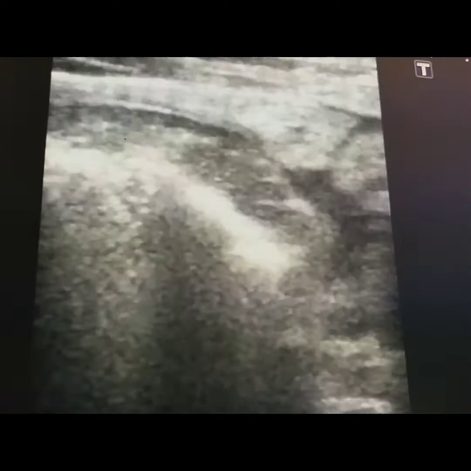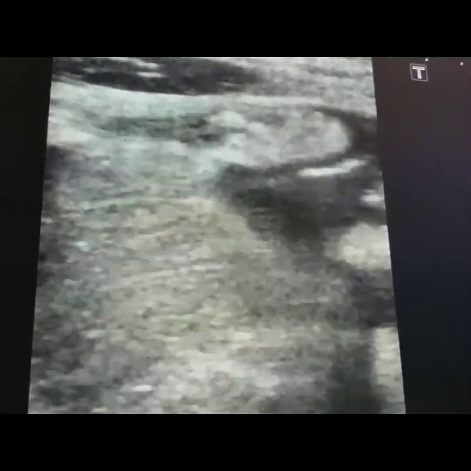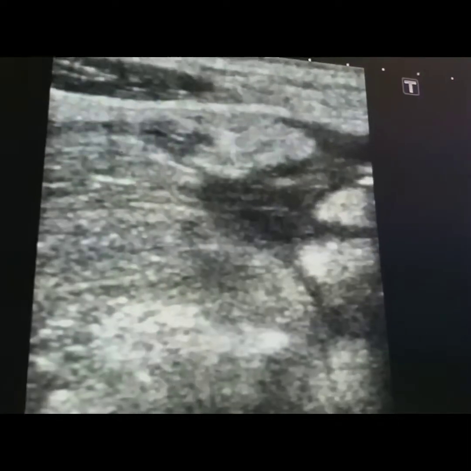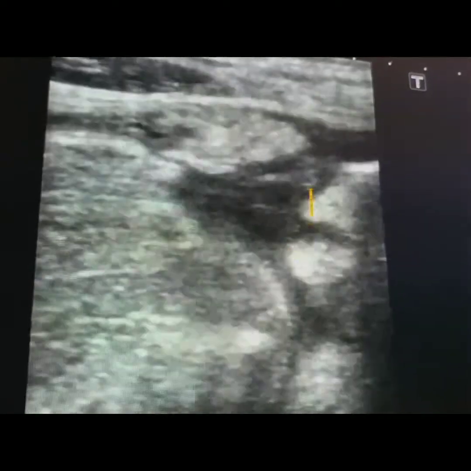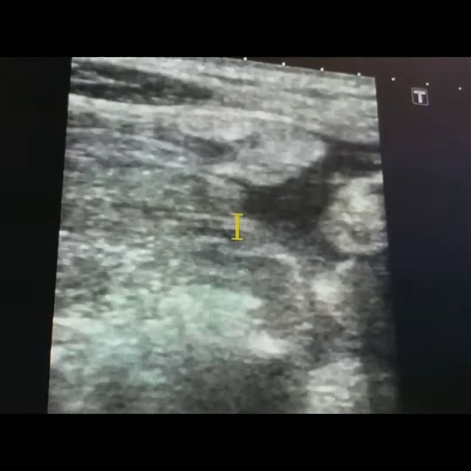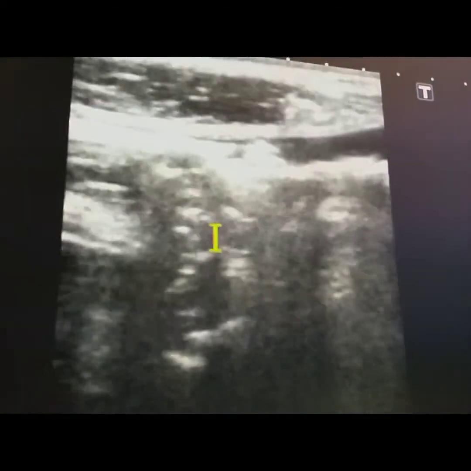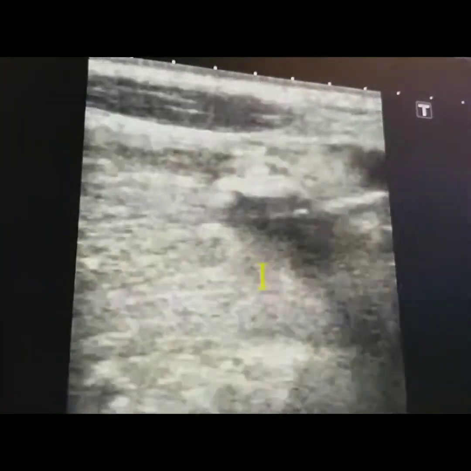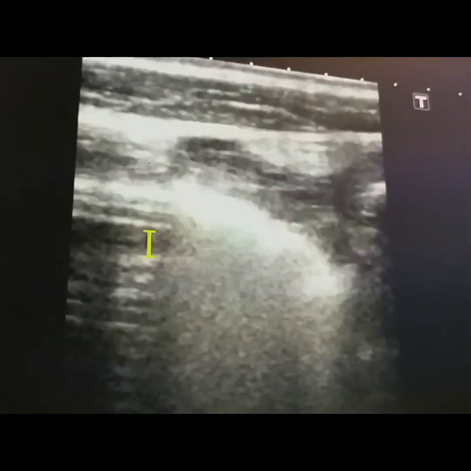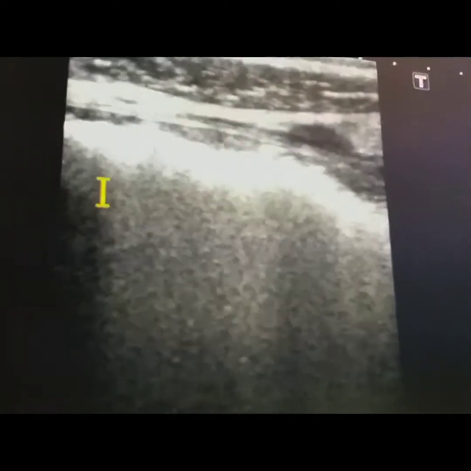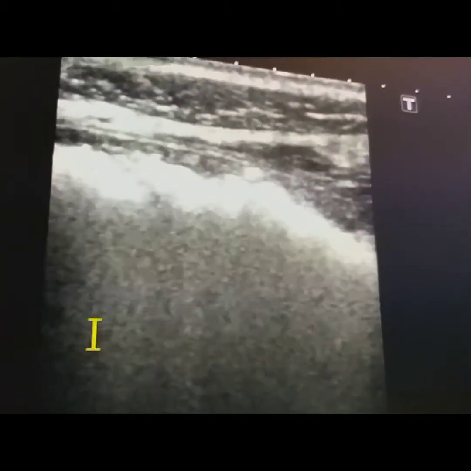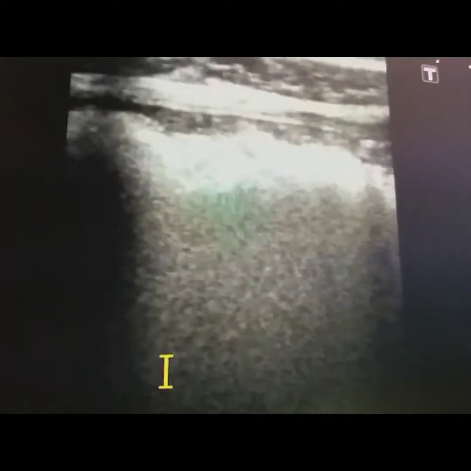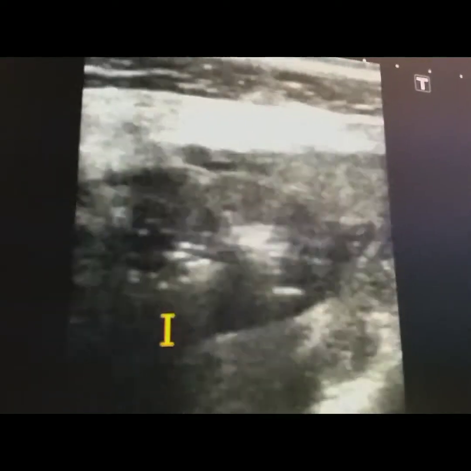Now I have changed the probe to the high frequency linear probe. Here we can appreciate the fluid collection in between the bowel loops, and bowel loops are filled with excessive gas, echogenic foci with posterior dirty shadowing representing the gas within the lumen of the intestine.